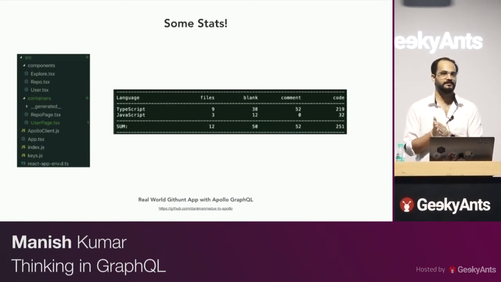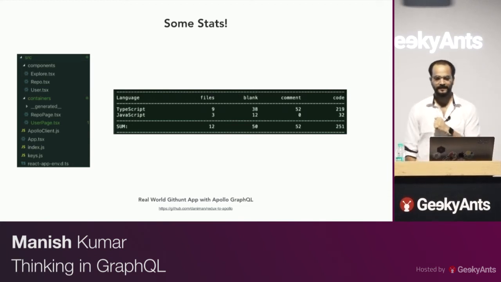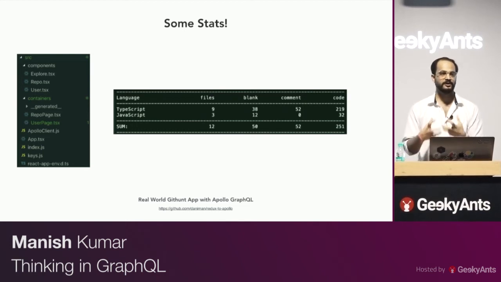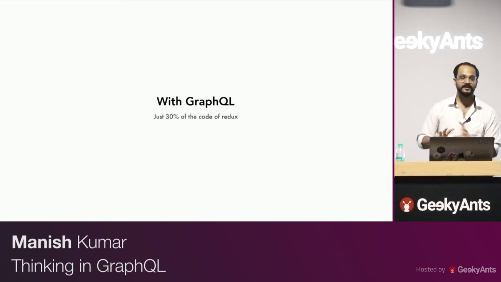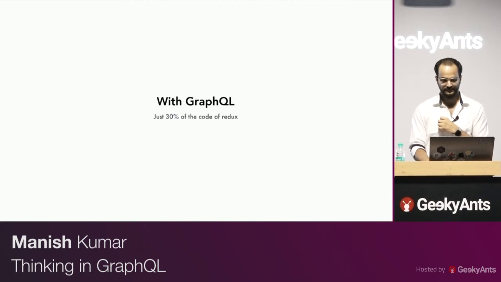There's this lady called Daneman from Apollo. She created the exact same thing using Apollo client, and these are the stats. You just have 12 files, which is 4 files less, and the code is just 251 lines. So from 700, you have come to 251. We already know that Redux has a lot of boilerplate, but this also reduces a lot of surface area for your bugs, and for anyone's understanding of anything new that you need to add. With GraphQL, you get just 30% of the code you were writing in Redux. So maybe experiment whenever you have time.